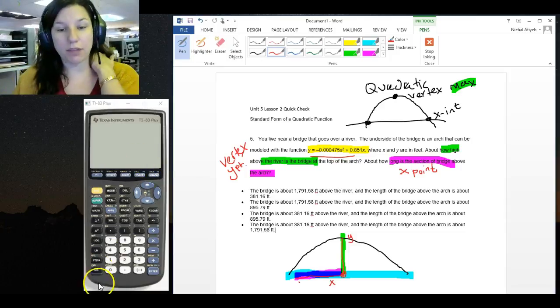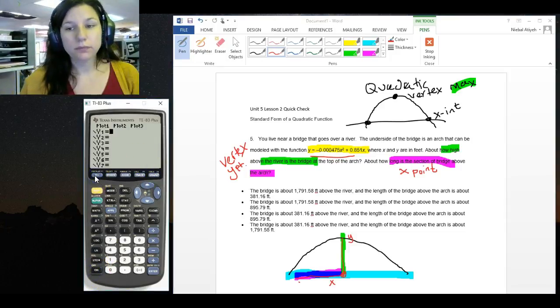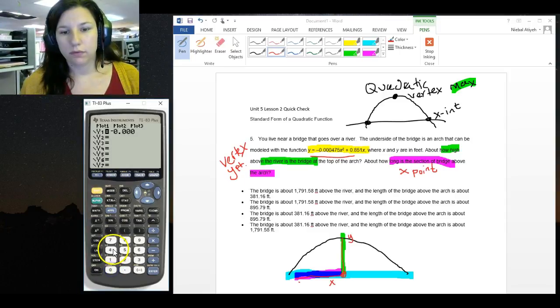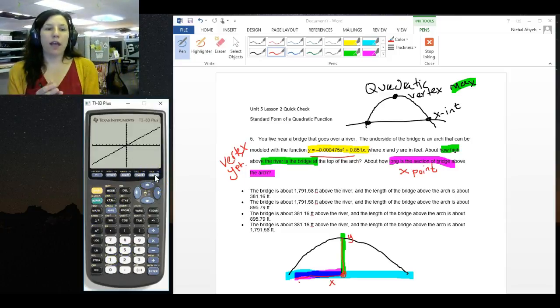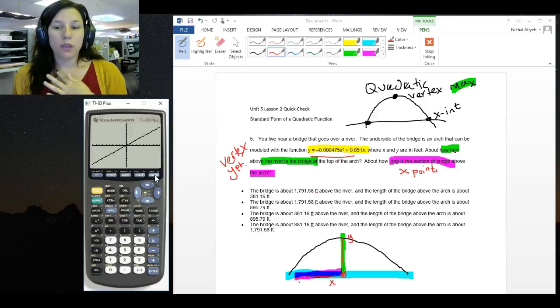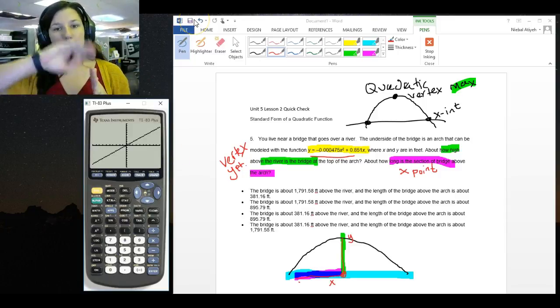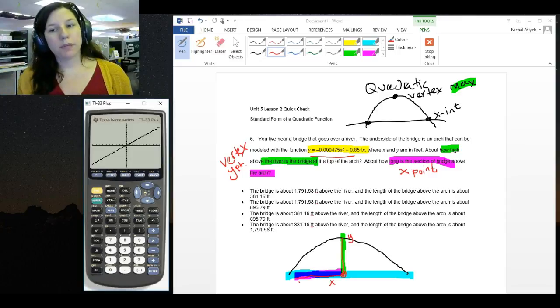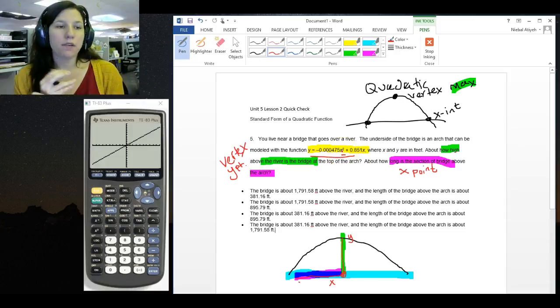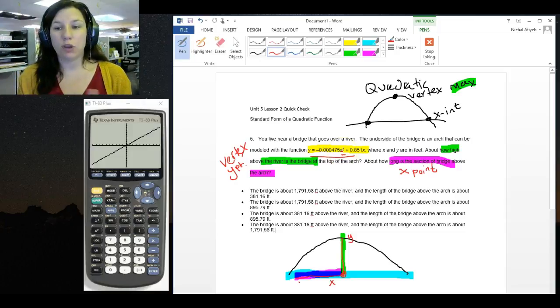So what I definitely recommend you do is go to your calculator, type in your equation, and hit graph. Now, when I'm looking at the graph, that doesn't match what I know. We know that the graph really should have this arch and be a quadratic because there's an x squared here. So why isn't the calculator showing me that? Well, we need to change our window.